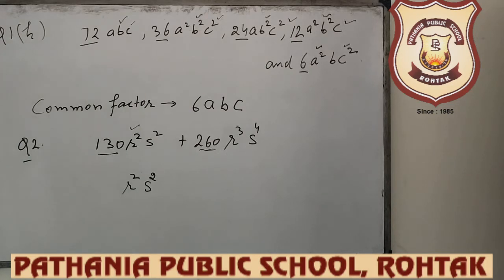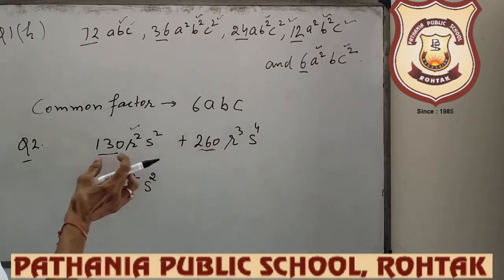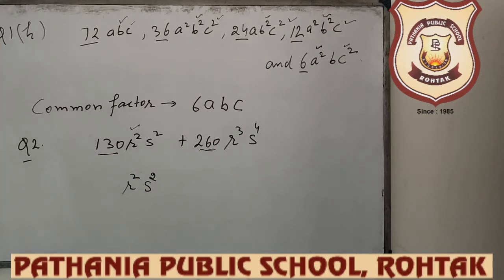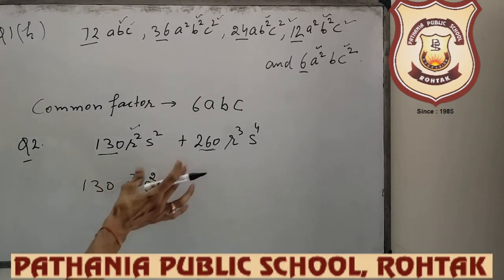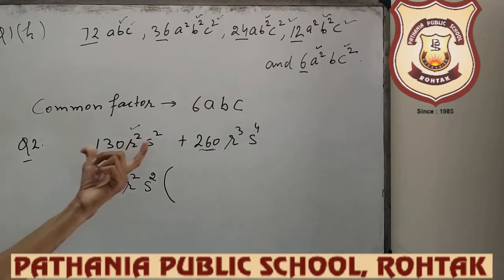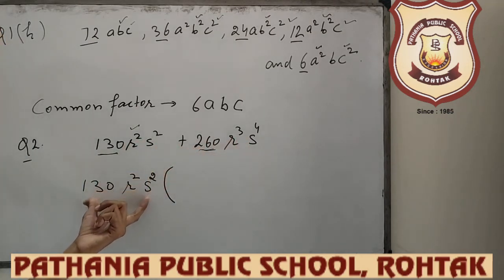130 and 260. 260 is divided by 130 because 13 2s are 26. You can write it directly. So 130 is also common. Now take this part as common. Common means, but I am saying that this part is common. So what you have to do, you divide both the terms by this factor.